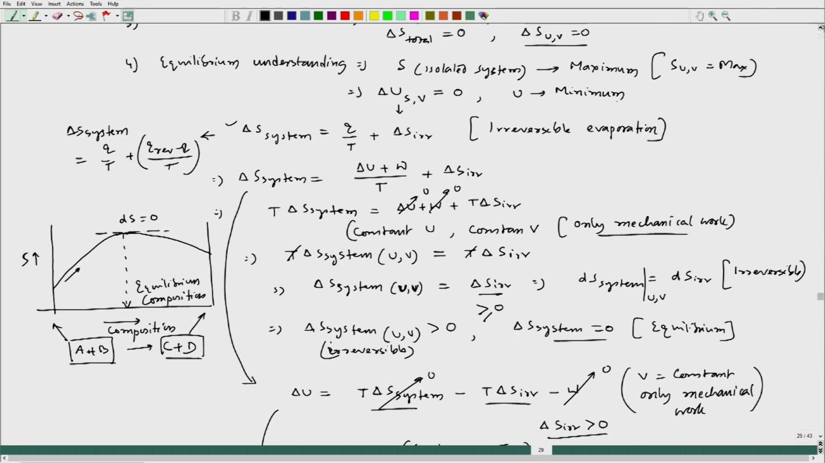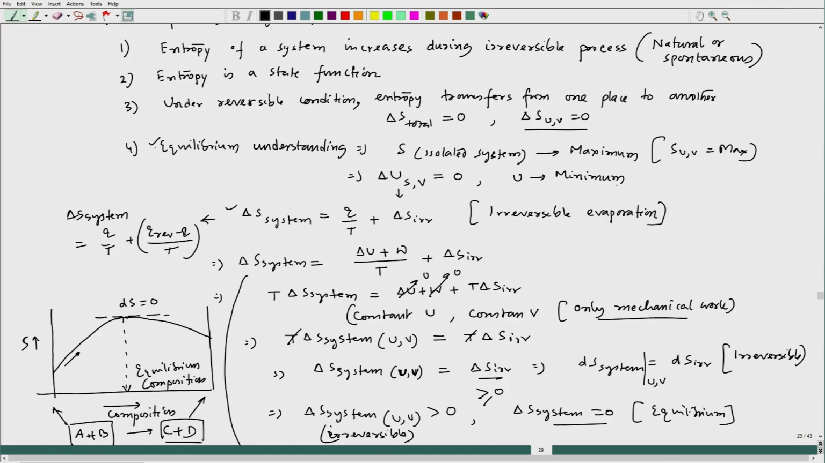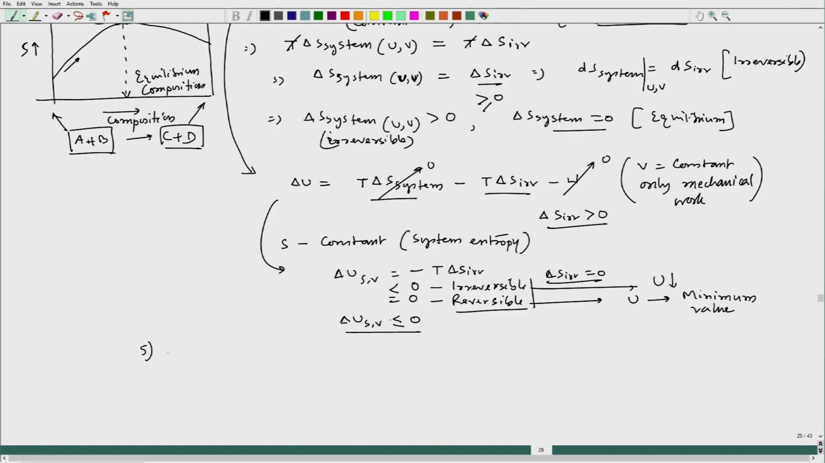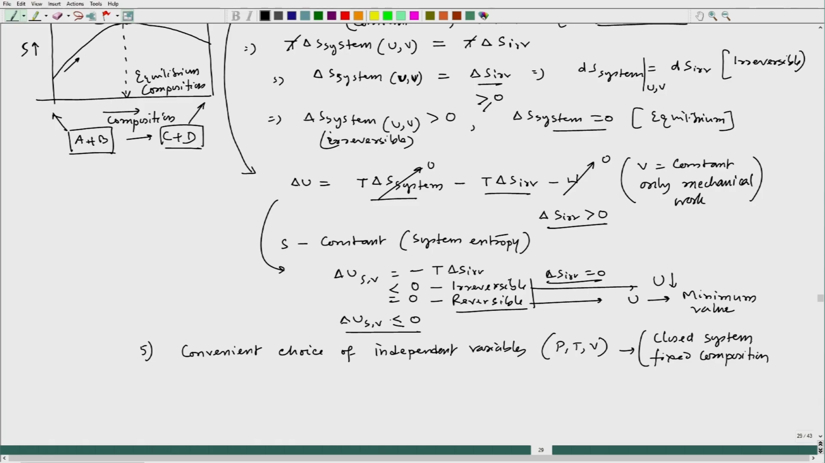So, we started with the statement of equilibrium understanding, and now we could see from the equation that we can actually prove that. Now, finally, we got one more piece of information, number 5, that is the convenient choice of independent variables. So, what are those independent variables? P, T and V, these are the convenient choice. And in what case? Closed system, fixed composition. So, under this condition I should have these 3 parameters, which are very convenient.